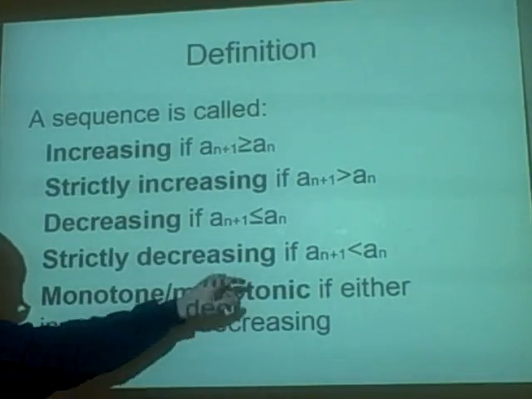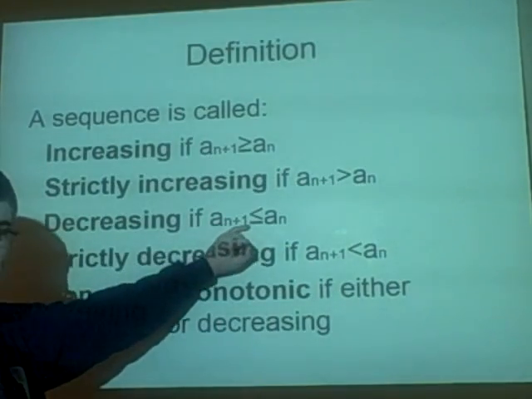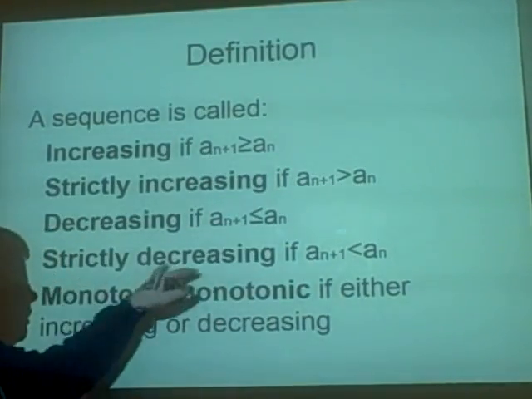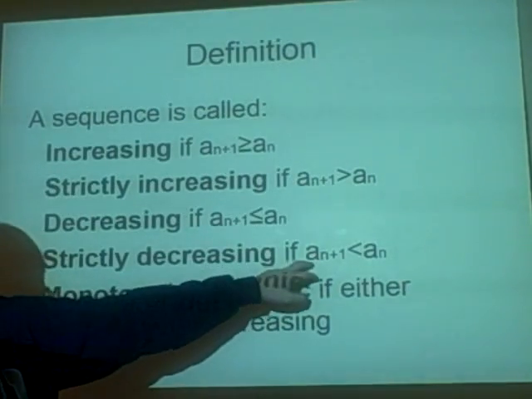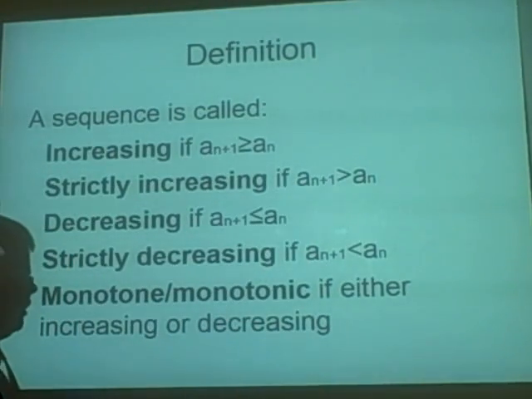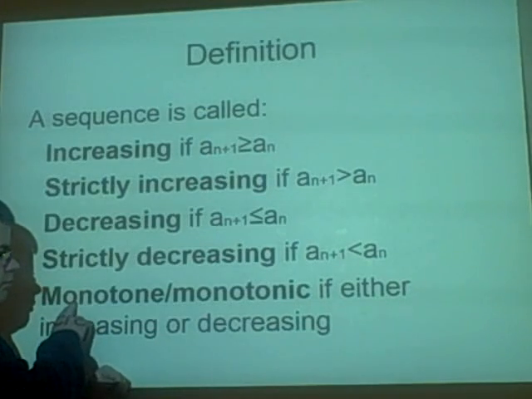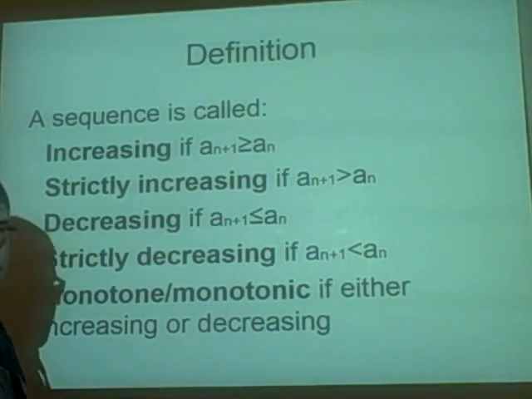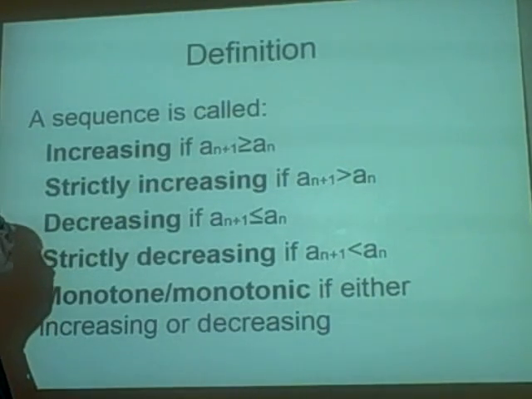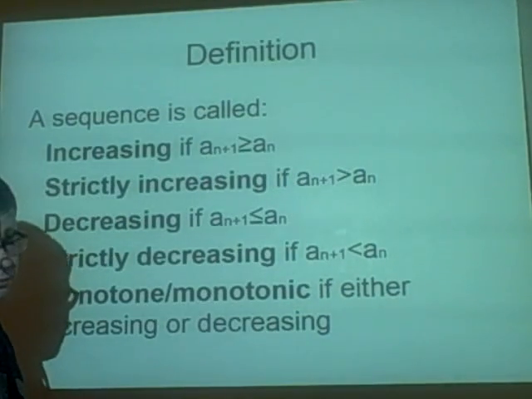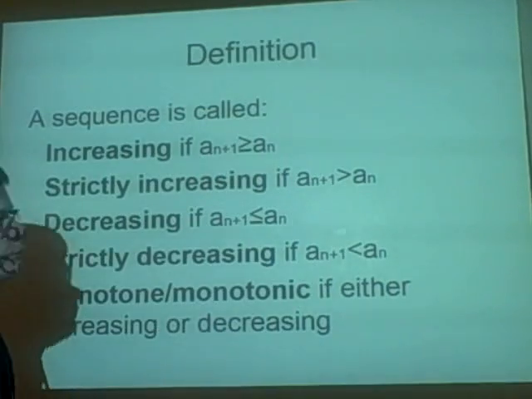It's decreasing if the next one is less than or equal to, and strictly decreasing if the next one is less than the previous. And we have monotone and monotonic functions are either increasing or decreasing. So if it's either one of them, then it's monotonic.